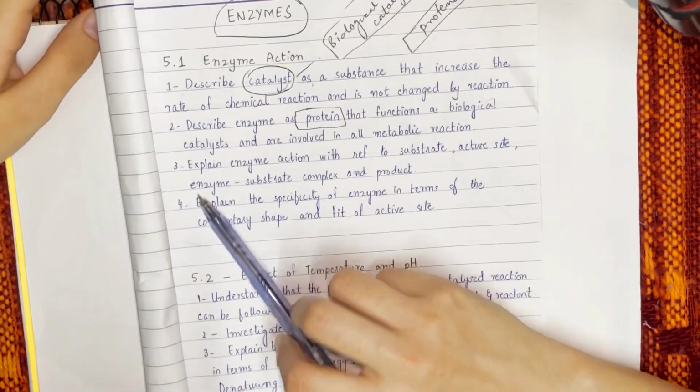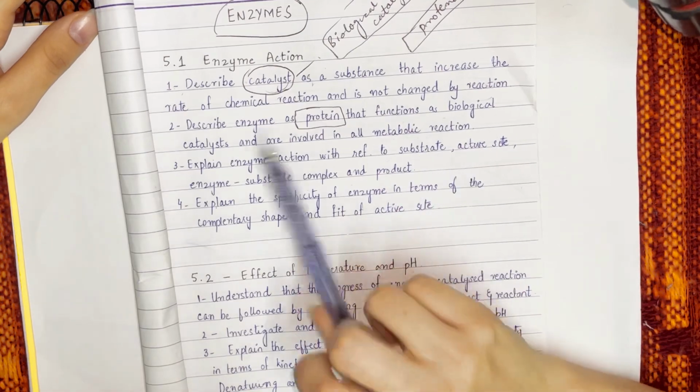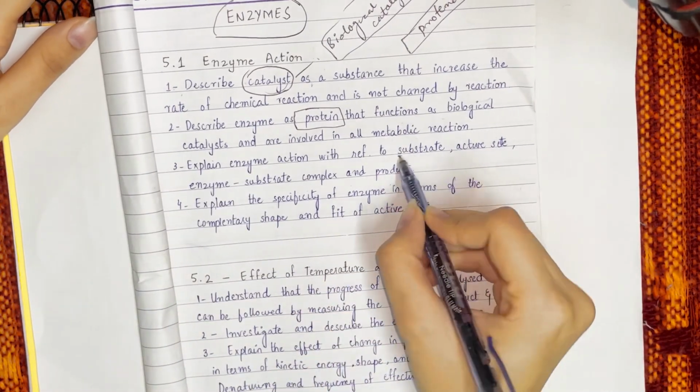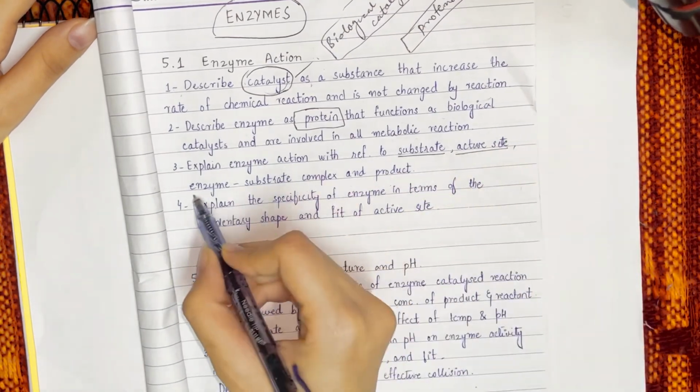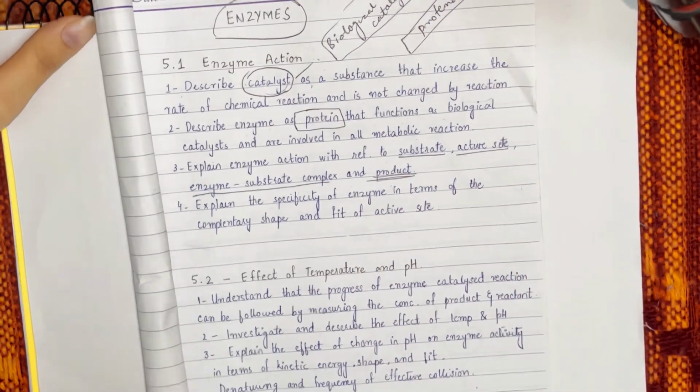Third one says explain enzyme actions with reference to substrate, active site, enzyme-substrate complex, and the product. We'll be learning what is a substrate, what is an active site, what is an enzyme-substrate complex, and what is meant by the term product.